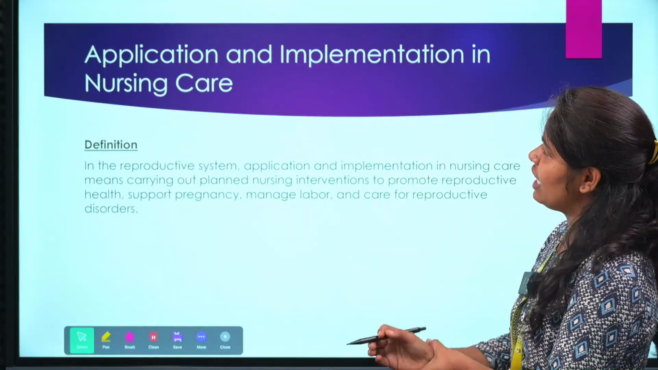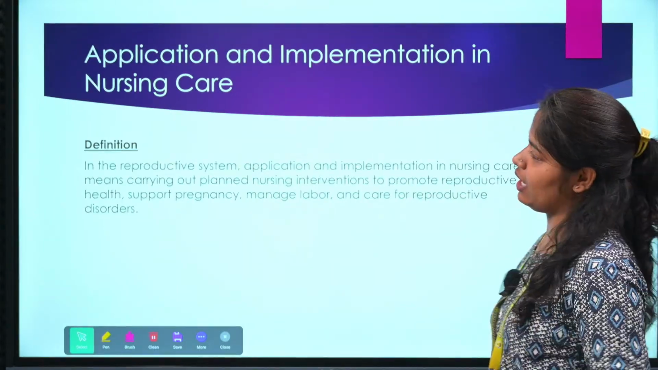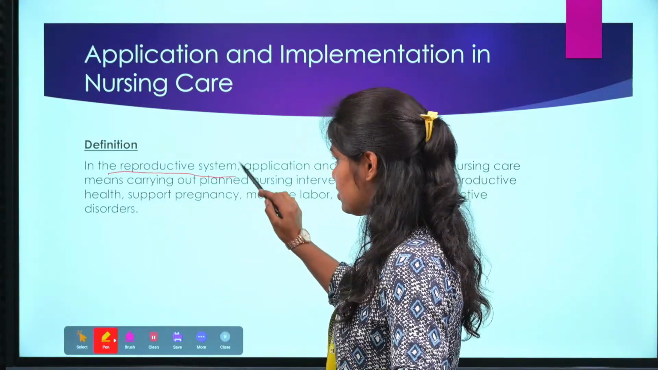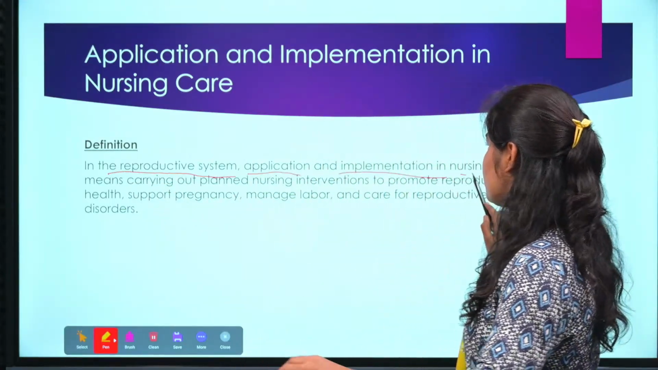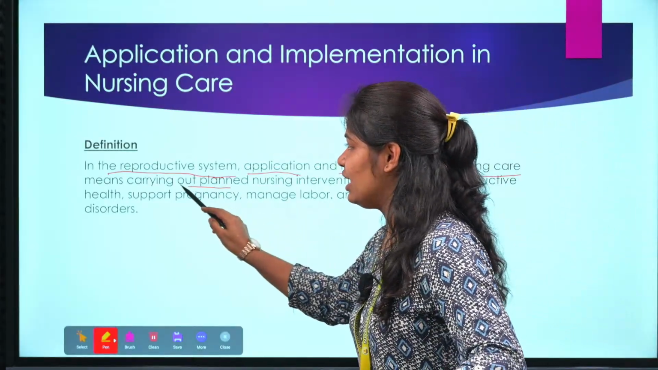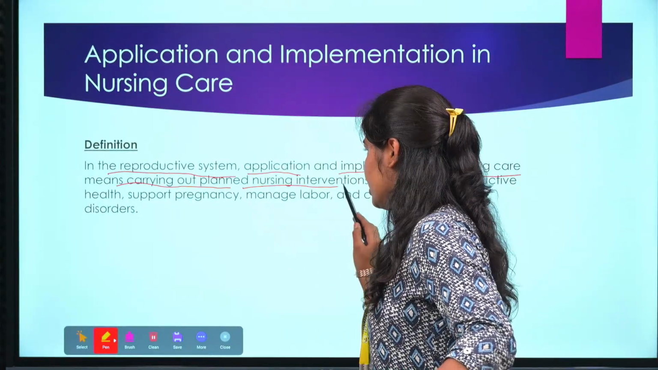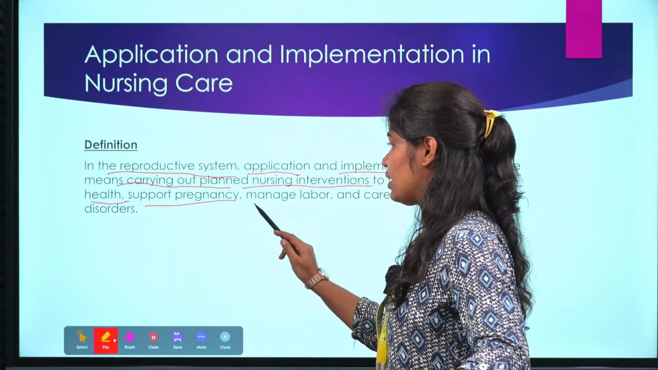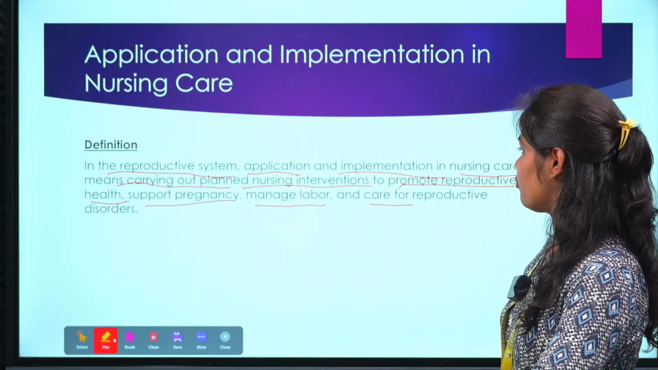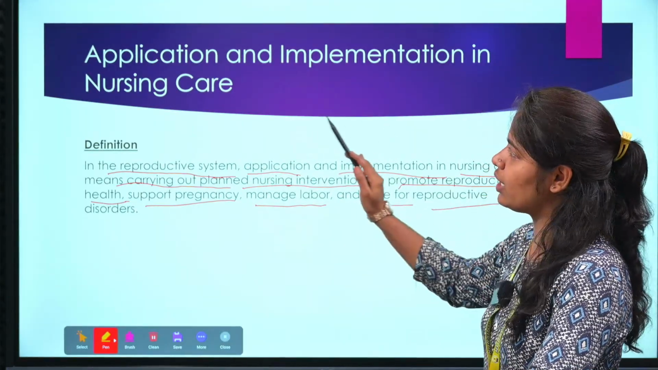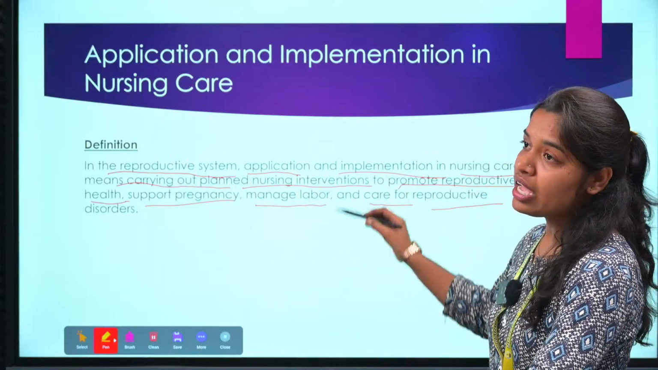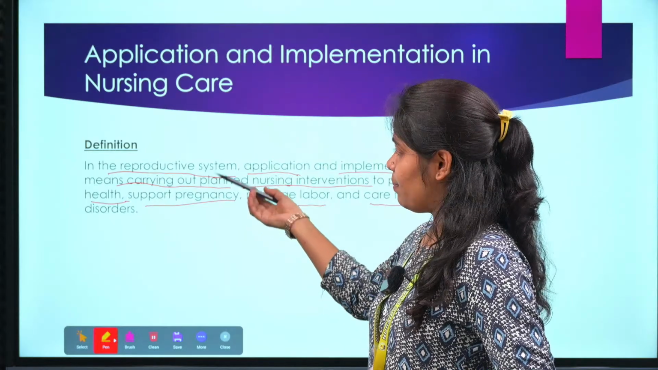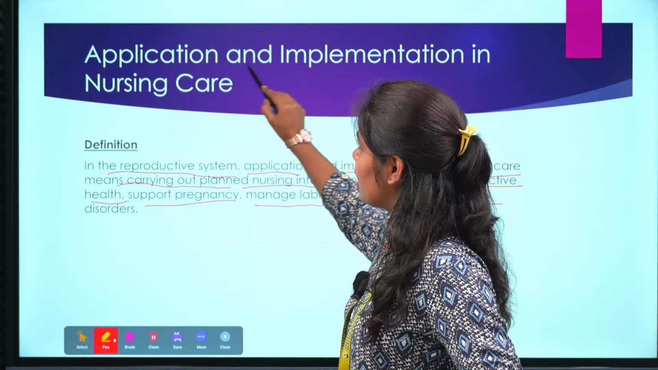Next, application and implementation in nursing care. In the reproductive system, the application and implementation in nursing care means carrying out the planned nursing intervention to promote the reproductive health, support the pregnancy, manage labor and also care for the reproductive diseases. We will call it application and implementation: planning the intervention and applying it on the person.